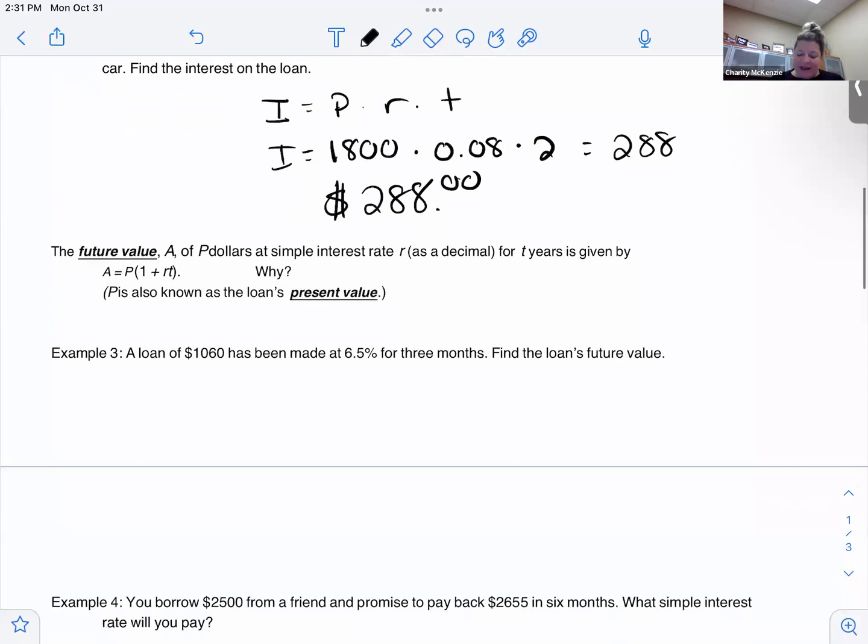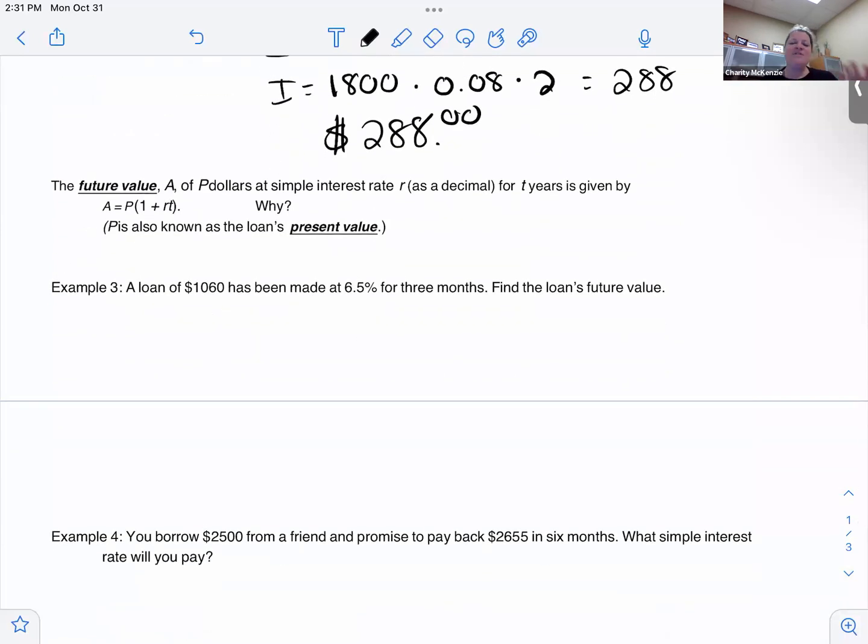Okay. Now, future value. What does future value mean? It means what am I going to owe or have at the end of this loan period? So it is including our interest. So we have a little bit different formula for future value. This is our formula right here.